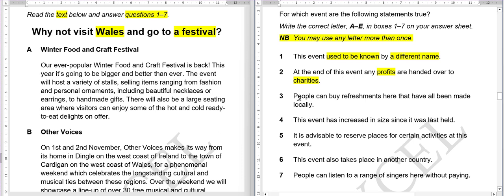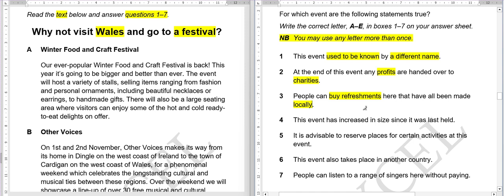Third, people can buy refreshments. So you are buying refreshments, maybe some snacks, some drinks, something like that, that have all been made locally. So you are able to buy local refreshments.